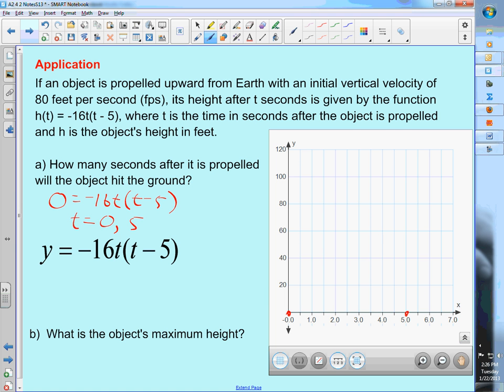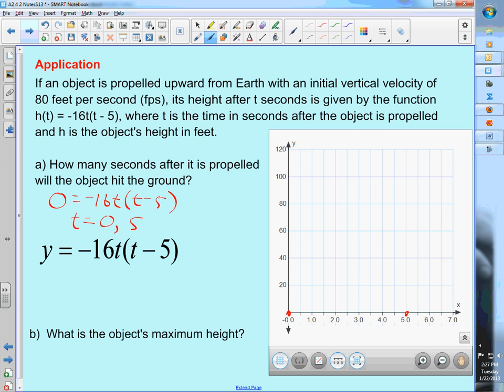0 and 5. Which of those is when the object hits the ground after it was launched? The 5. Because 0 is before it's launched. That's at time 0. Then the object's going to go up and come down, and it's going to take 5 seconds to do that. If you're doing application problems in here, and I know some of you aren't listening to me right now, but I need you to understand this.